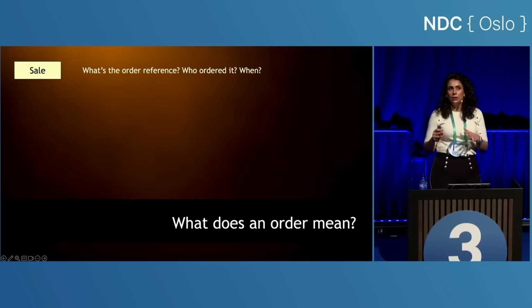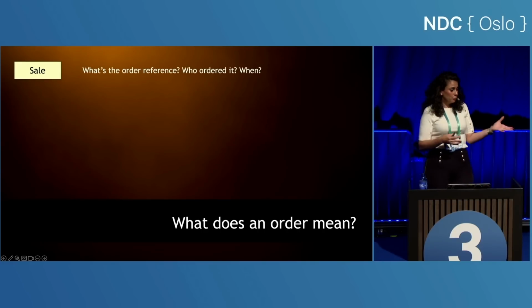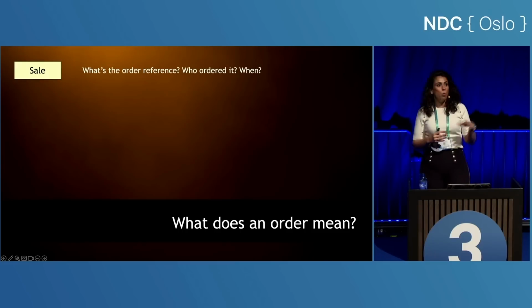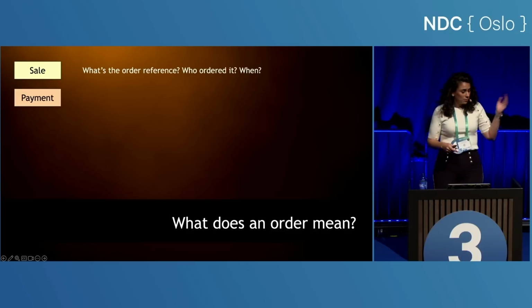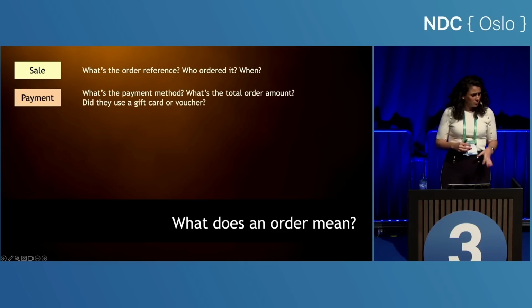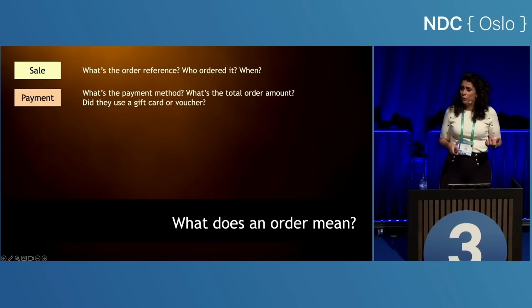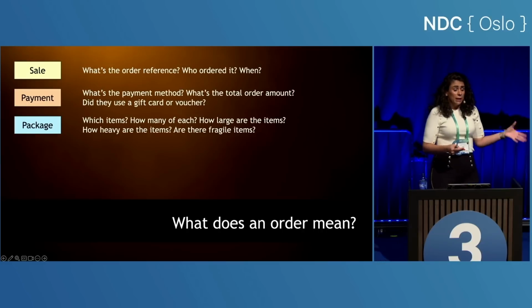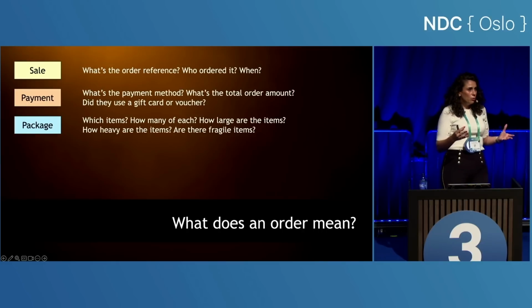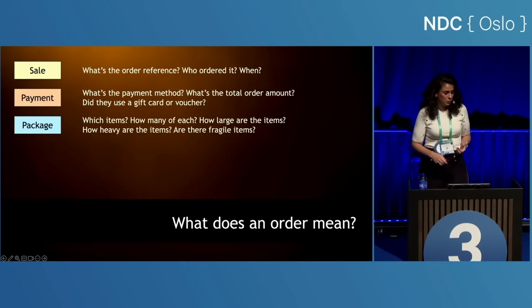Because in the context of, for example, a sales service, we would care about the order reference. Who ordered it? When was it ordered? But in the context of a payment, we only really care about the payment method, and we care what the total order amount was, and whether they maybe used a gift card or a voucher or something like that. In the context of a package, we want to know, okay, how many items are there basically ordered? Are there any fragile items that we have to take care of during packaging? Those are completely different concerns.